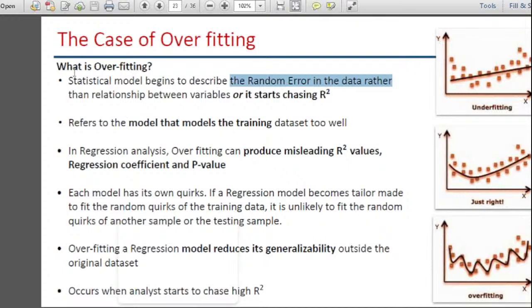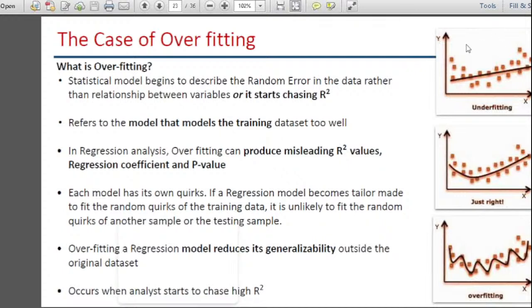We create overfitted models when a statistical model begins to describe the random errors. We are just concentrating on errors. We will reduce the errors to the maximum, 0.99. We will become closer to God. And in that entire process, I lose the generalizability of the data.